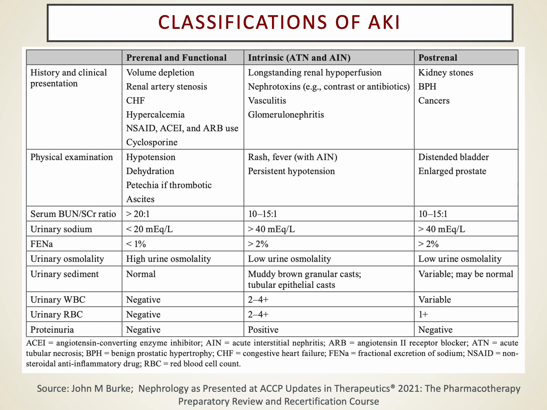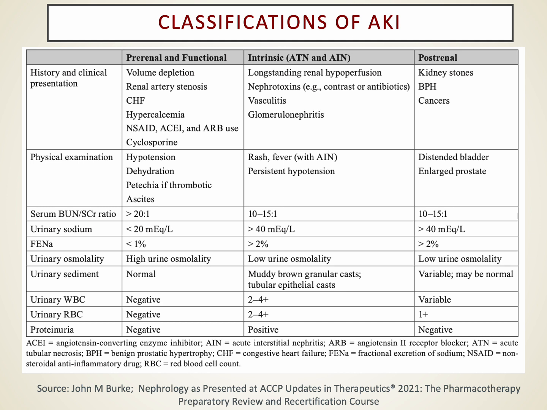For intrinsic, or acute tubular necrosis or acute interstitial nephritis, these are typically longer standing. They can be nephrotoxic agents, particularly contrast dye. Some of the antibiotics we typically see here, most often aminoglycoside antibiotics. Could have a mechanism of vasculitis as well. There may be a rash or a fever, although that is not universal. The BUN to creatinine ratio is lower, about 15 to 1 typically, and the urine sodium is elevated. The fractional excretion of sodium is also higher, above 2%. Typically, there is also urine sediment, and maybe there are white cells and red cells and protein typically seen in the urine.